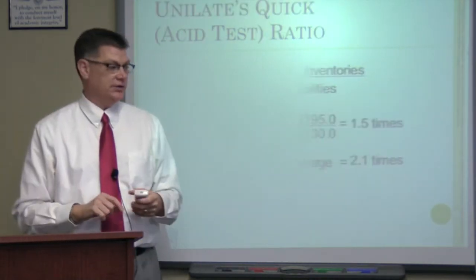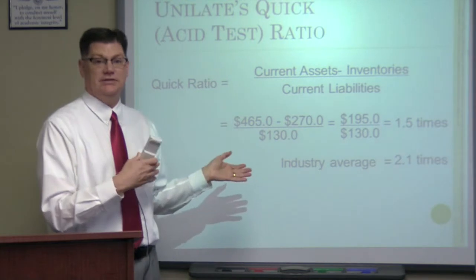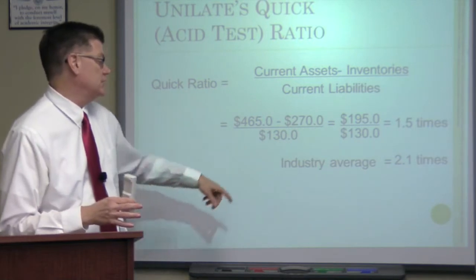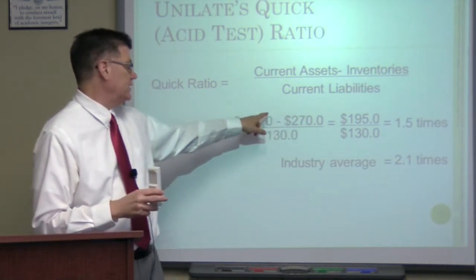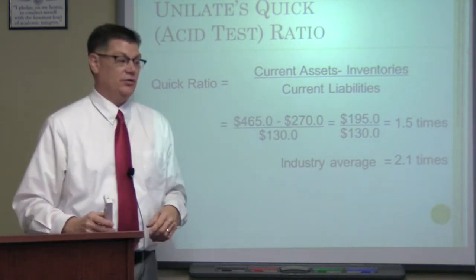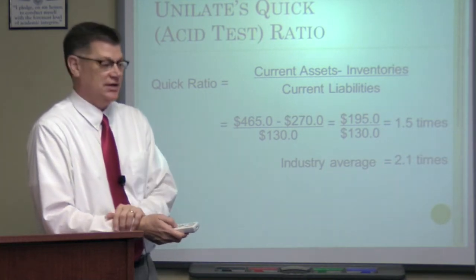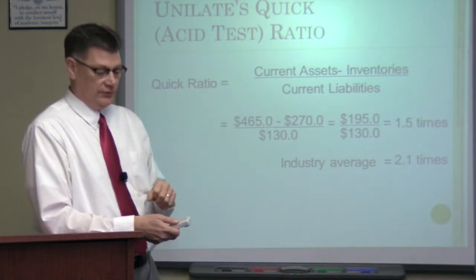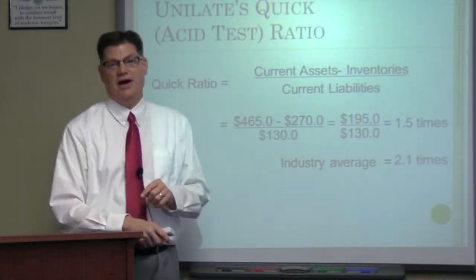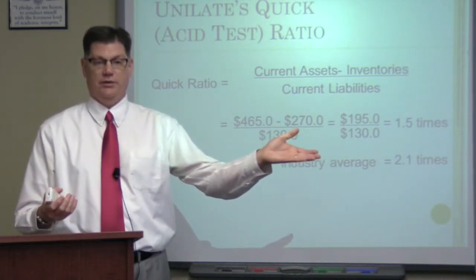The way we handle that is by doing the quick ratio, which takes the inventories out. Now, when we look at Unilate, we've got a situation. Unilate is 1.5 when we take the inventory out. Inventory is more than half their total assets. From an analyst standpoint, you go, man, that's a lot of inventory as a percent of your total assets. So when we take it out, they went from what we had before, 3.6, to 1.5.